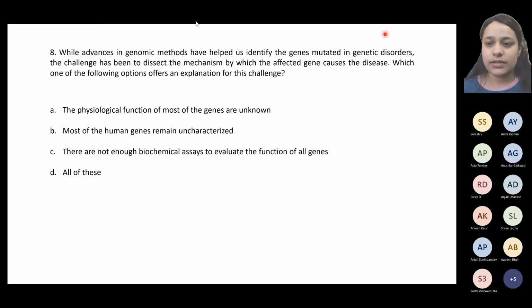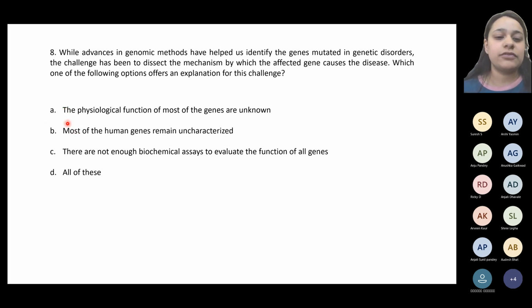It says, while advances in genomic methods have helped us identify the genes mutated in genetic disorders, the challenge has been to dissect the mechanism by which the affected gene causes the disease. Which one of the following options offers an explanation to this challenge? What it asks is, what is the challenge still present between us and identifying the mechanism by which a particular disease is caused by a gene, right?